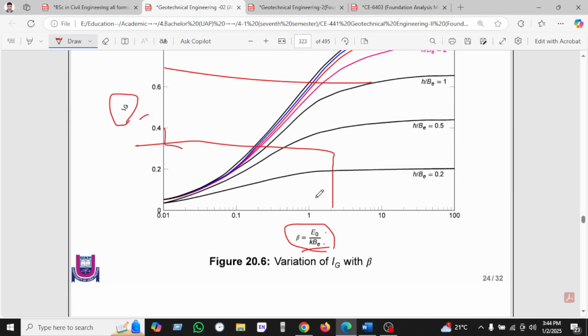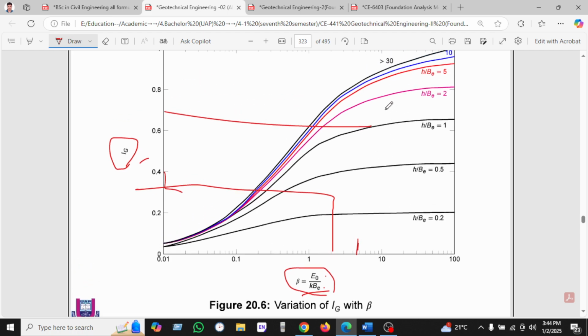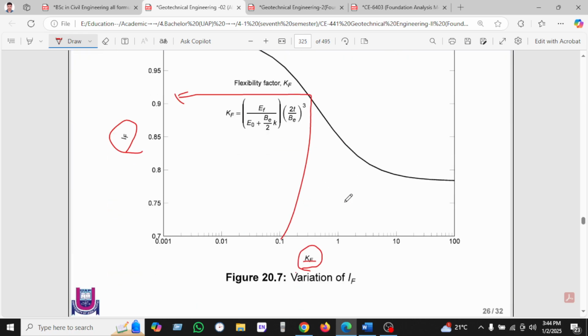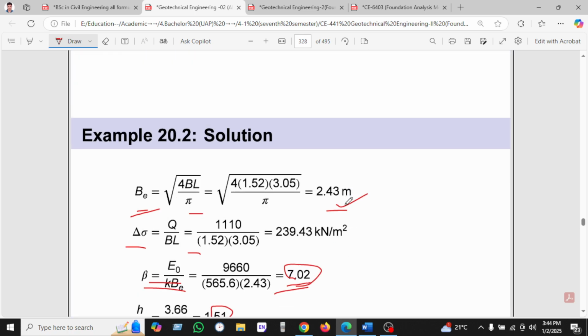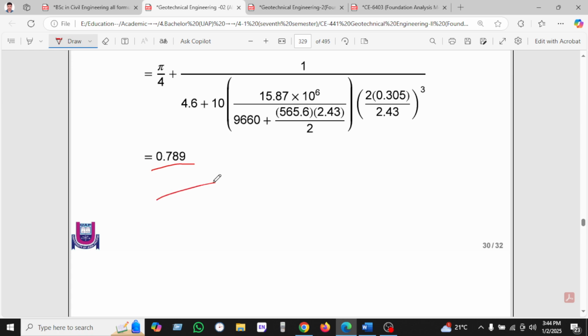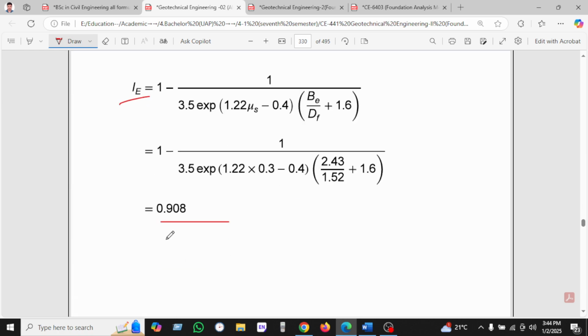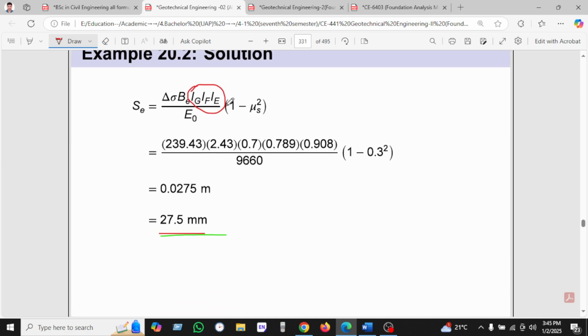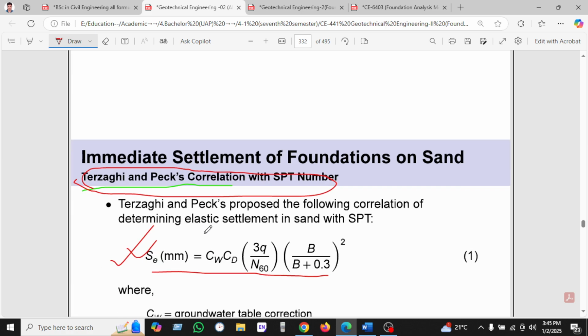Now we'll see the graph. This is the layer, and 1.5, this is the 1.5, and we found IG equal to 0.7, like this. So this is taken from the graph, and IF is calculated from here, and IE from here. We'll use the influence factor values, put them into the equation, and find the settlement 27.5.